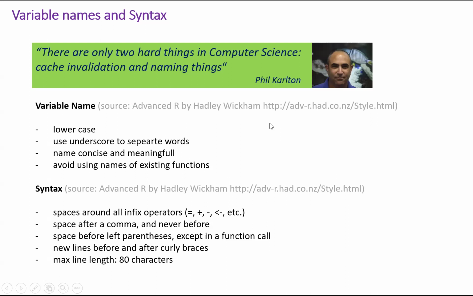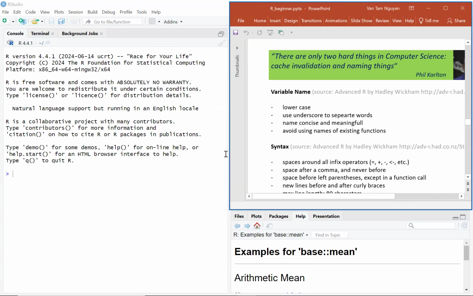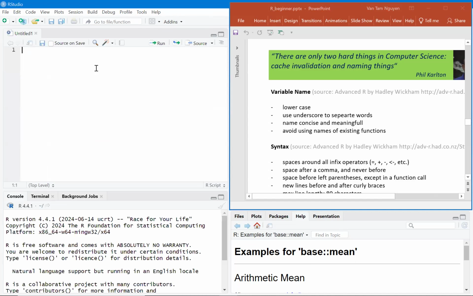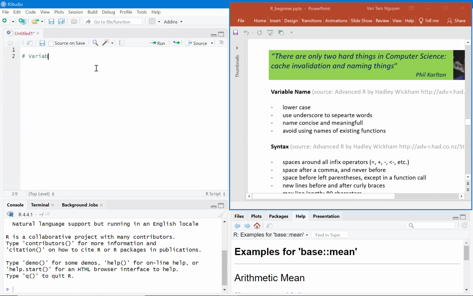So now it's difficult to imagine all of this. Let's open RStudio and have some examples of good and bad variable names as well as good and bad syntax. Okay, and here is my RStudio user interface. Let's create an R script file. And the first thing is variable names, for example, good practice and bad practice.